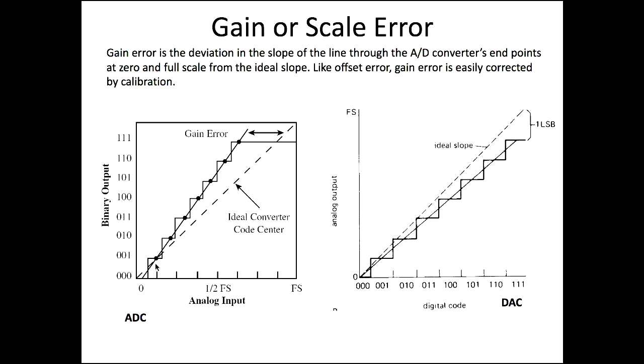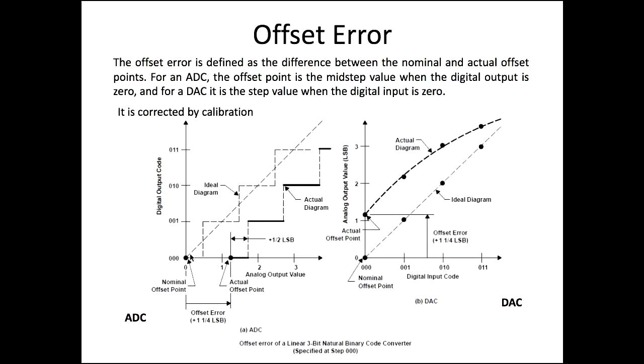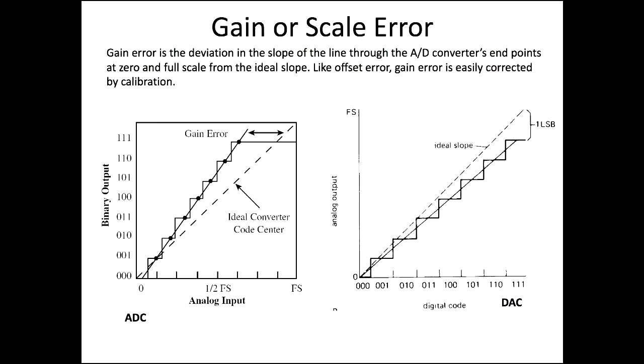See, gain error means this is your binary output for the ADC, and this is the analog input. Ideal means it should be a straight line, but sometimes it will be offset this way, or it can offset even this way. You know what I meant? The steps should be superimposed on this straight line correctly. But here what is happening is the step is superimposed on a line that is not this straight, dotted line. It got offset this much, from here to here.